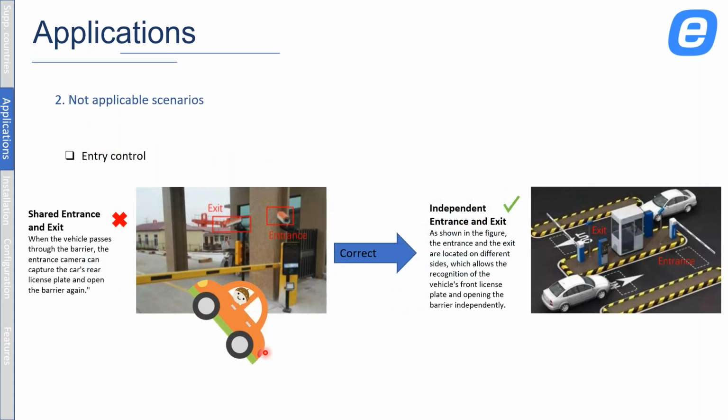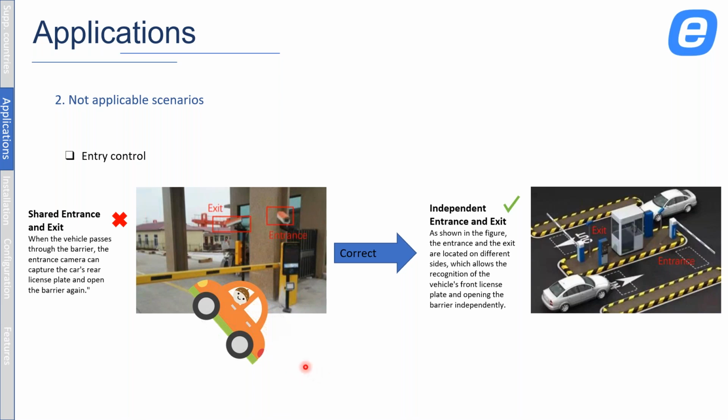Now, these are some of the non-applicable scenarios. Just like I said before, you should not use this in a scenario with a shared entrance and exit. The reason being is because right here you can see this is an exit and this is an entrance. Now the camera's here because the license plate in another country is most likely going to be in front of the car. This is for other countries, but in the United States, most license plates are on the back of the car.